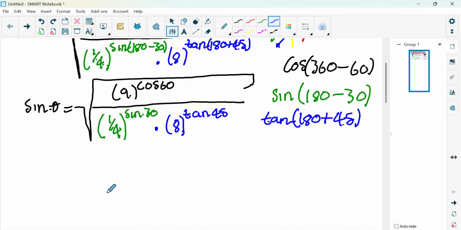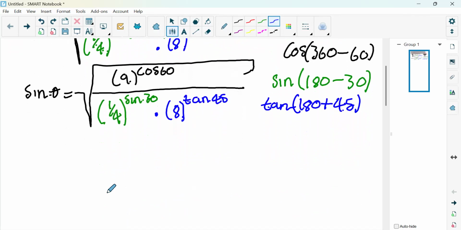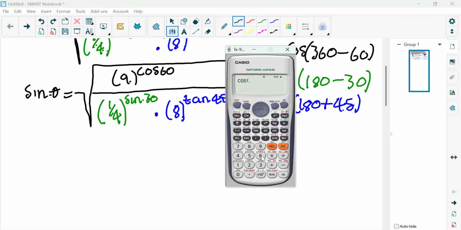So instead of using the special angles, you can use the special angles diagrams if you feel it's necessary, but it's not necessary. We have cos 60 in our calculator. It's not going to give us decimals, you'll see. It's giving us a special angle. Cos of 60 is 1/2.